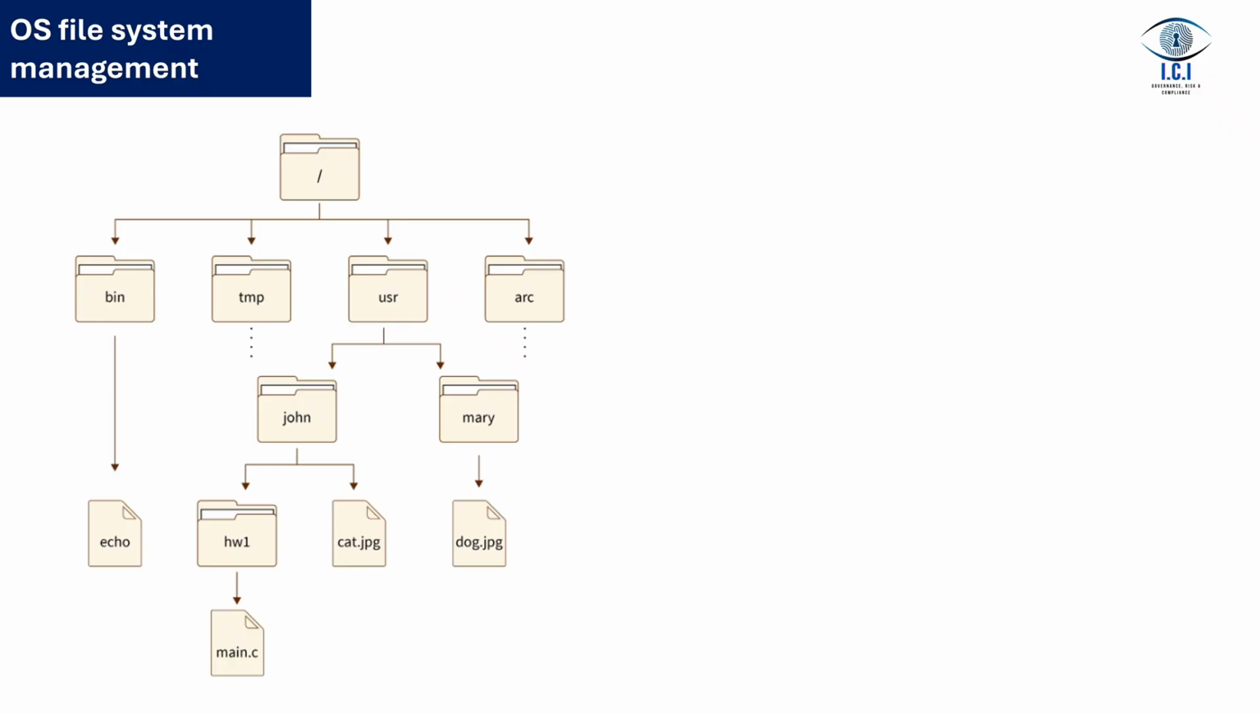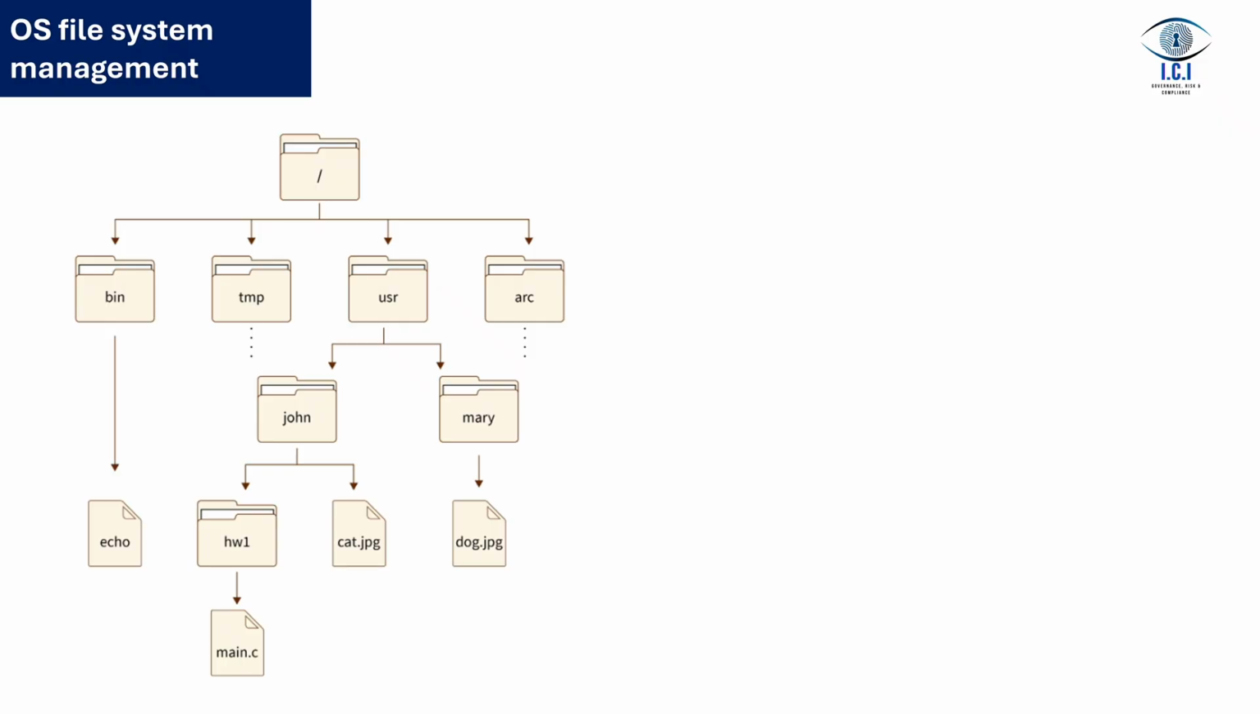Also in this folder, John, we have an HW1 folder. And in this HW1 folder, we have main.c. So this is like a C program, an application itself. And also we have cat.jpg in this John folder. So this is our file system.